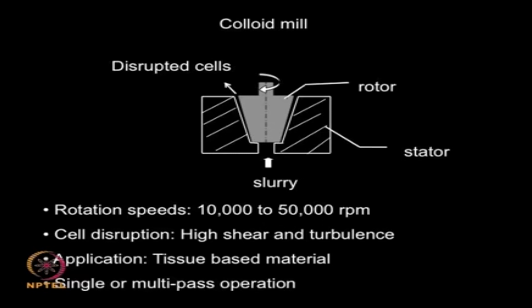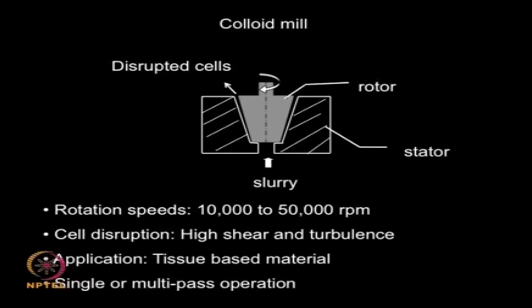So the whole unit is like a cone with a very small gap in between. Your slurry with the cells enters this gap, and because of the rotor rotation at high RPM, a shear is created on the cells and the cells break because of the high shear. Because there is a very small gap between the rotor and the stator, the shear created is extremely high. As you can see, it rotates at almost 10,000 to 50,000 RPM.